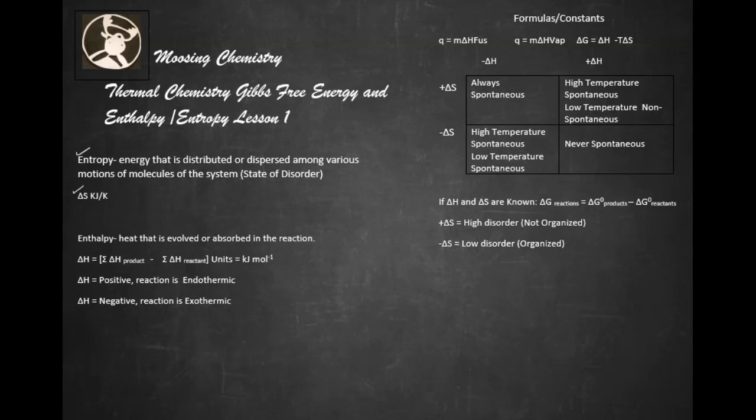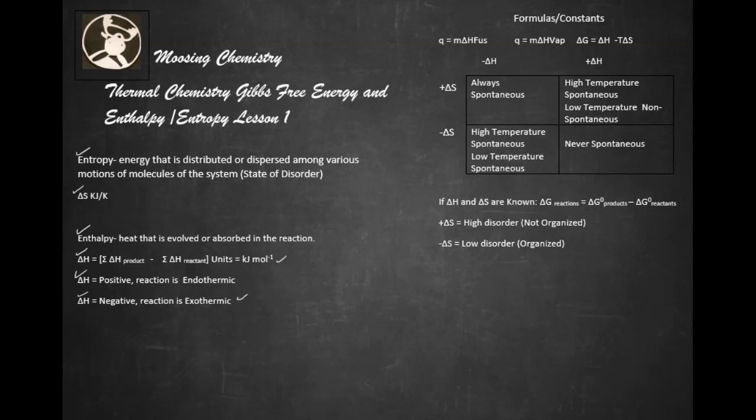Enthalpy, which is often confused with entropy, is heat that is evolved or absorbed in the reaction. Delta H equals sigma, which is the sum of delta H products minus the sum of delta H reactants. Its unit is kilojoules per mole. Okay. If you get a delta H with a positive number, that means that this reaction was endothermic. In other words, it absorbs the heat. And if delta H is negative, then the reaction is exothermic, which means it gives off heat.